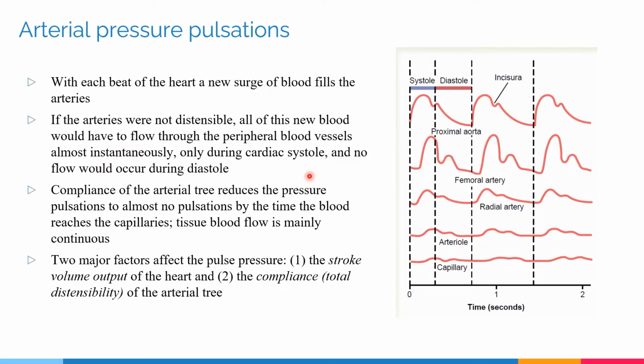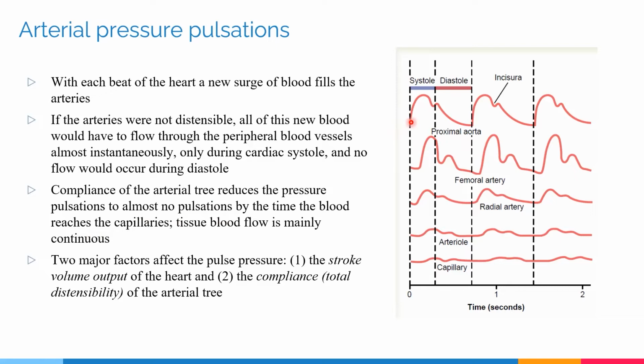So if the arteries were not distensible, only during the cardiac systole, when blood is ejected from the heart, would blood flow through the body, and during diastole, no blood would flow at all. But this is not the case. Compliance of the arterial tree reduces the pressure pulsations to almost no pulsations by the time blood reaches the capillaries. Tissue blood flow is mainly continuous.